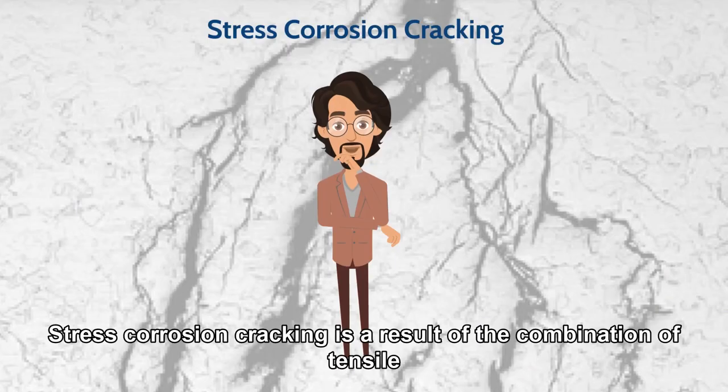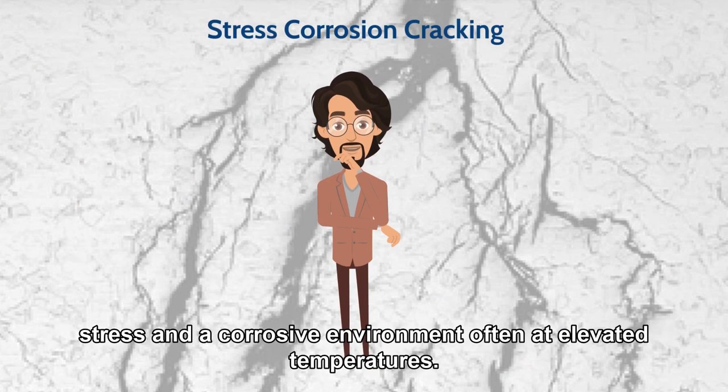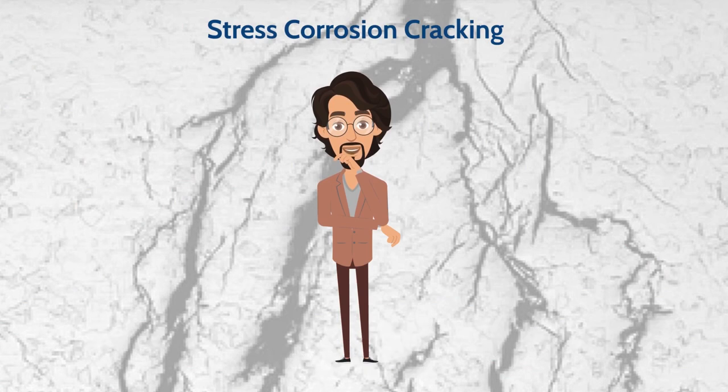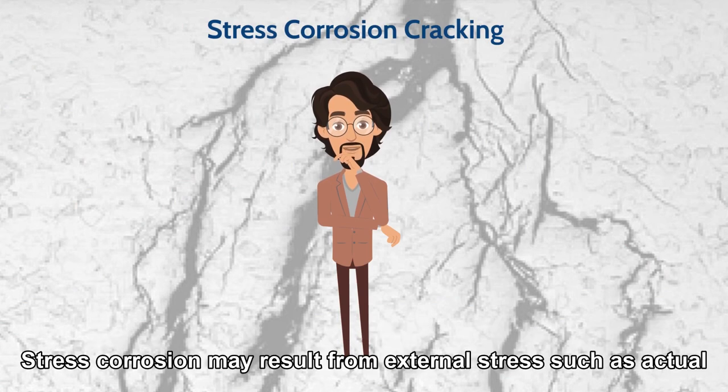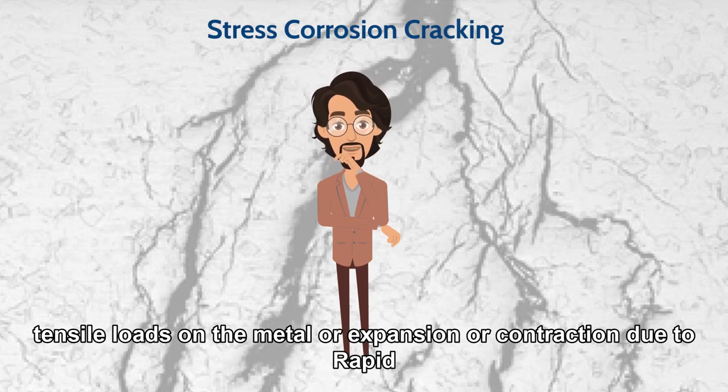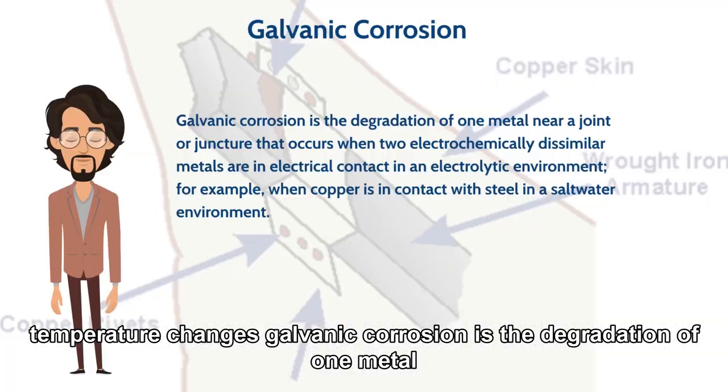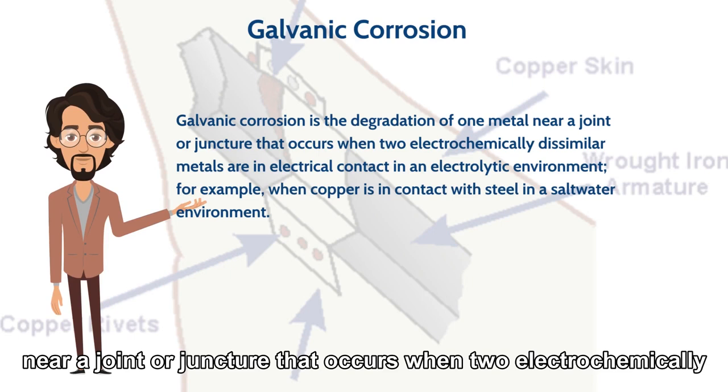Stress corrosion cracking is a result of the combination of tensile stress and a corrosive environment, often at elevated temperatures. Stress corrosion may result from external stress such as actual tensile loads on the metal, or expansion or contraction due to rapid temperature changes.